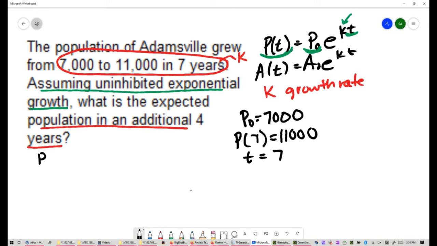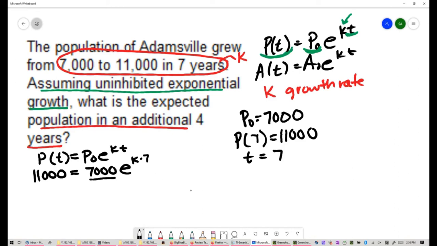So we have our formula, P of t equals P naught e to the kt. Substituting in, we get 11,000 equals 7,000 e to the k times 7. To start solving this, I want to isolate the exponential, so I'll divide by 7,000 on both sides. You can cancel out some of those zeros and get 11 over 7 on the left. And on the right, I'll have e to the 7k.